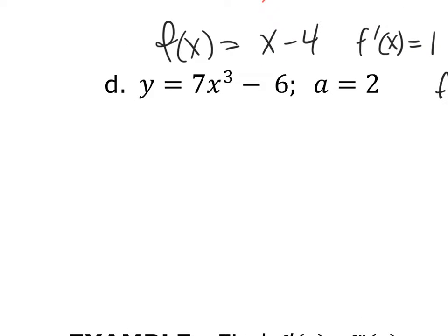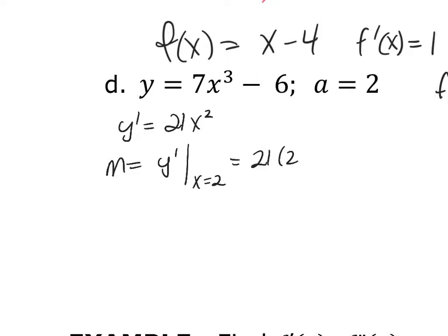Okay, D is not as straightforward. We're going to do the derivative first, y prime. What do you all get for y prime? 21x squared. Is that the slope? That's the equation of the slope. I still need to find the slope. So my slope is going to be y prime evaluated at x equals 2, which is going to be 21 times 2 squared, which is 21 times 4, 84.